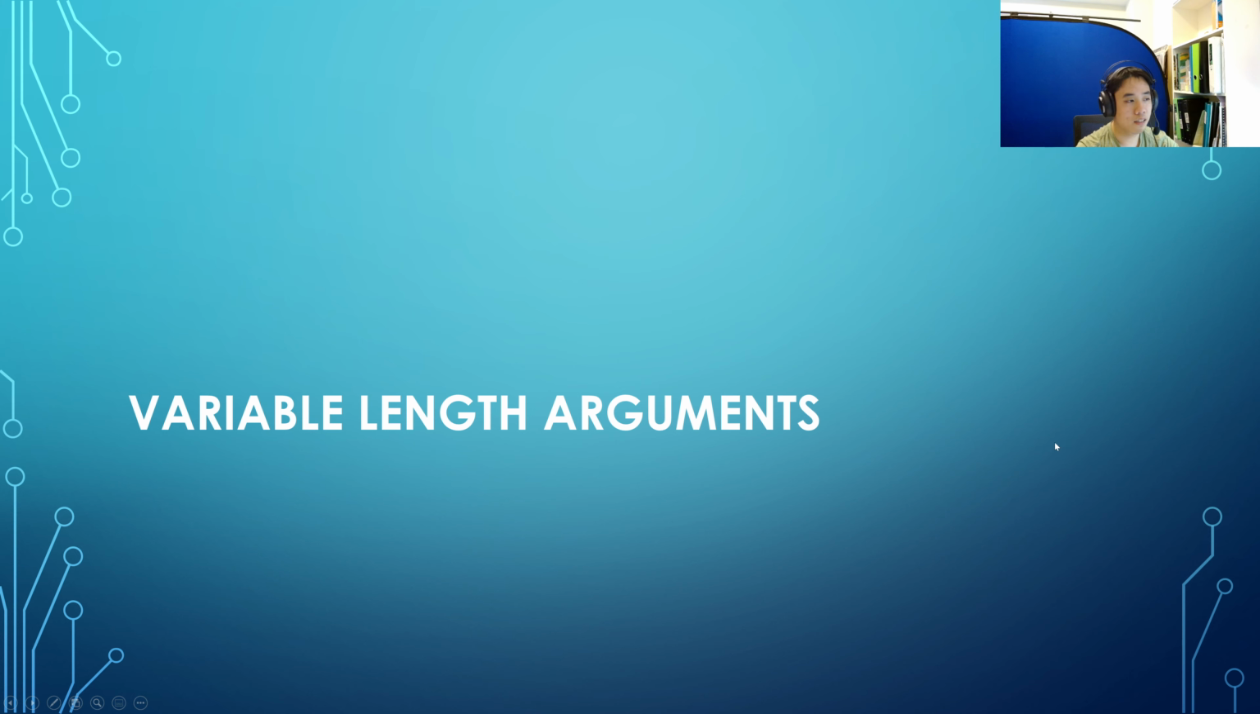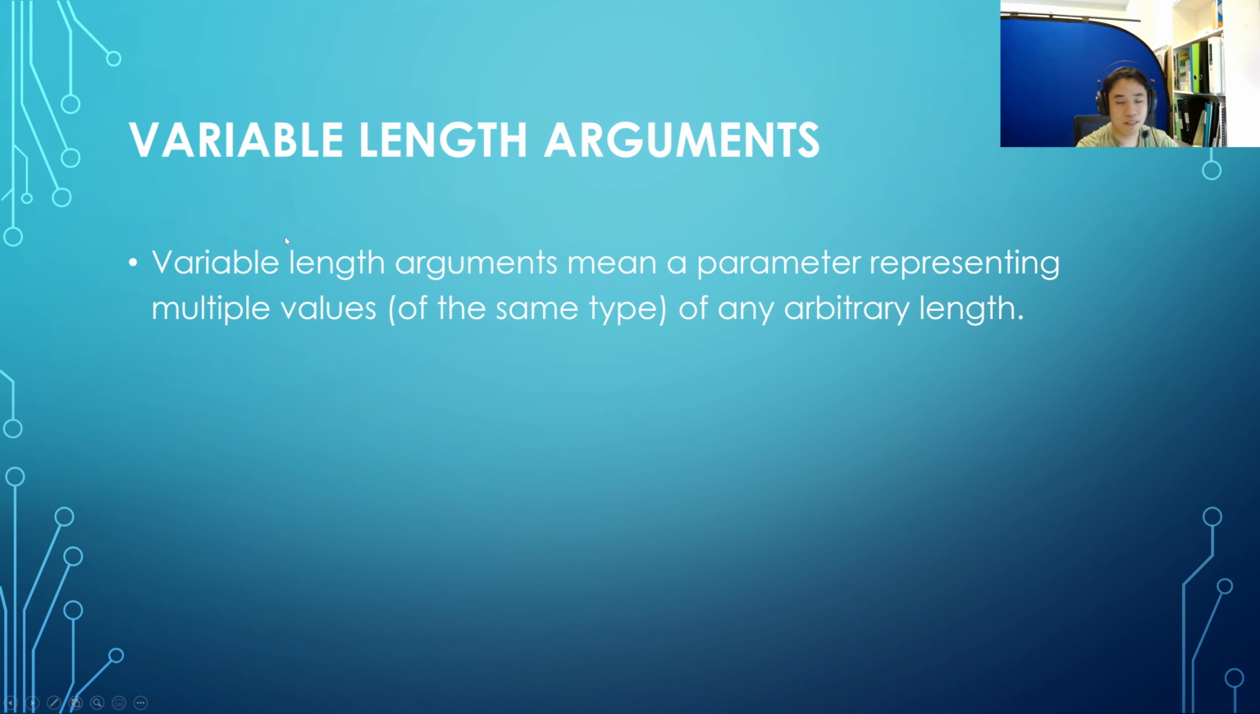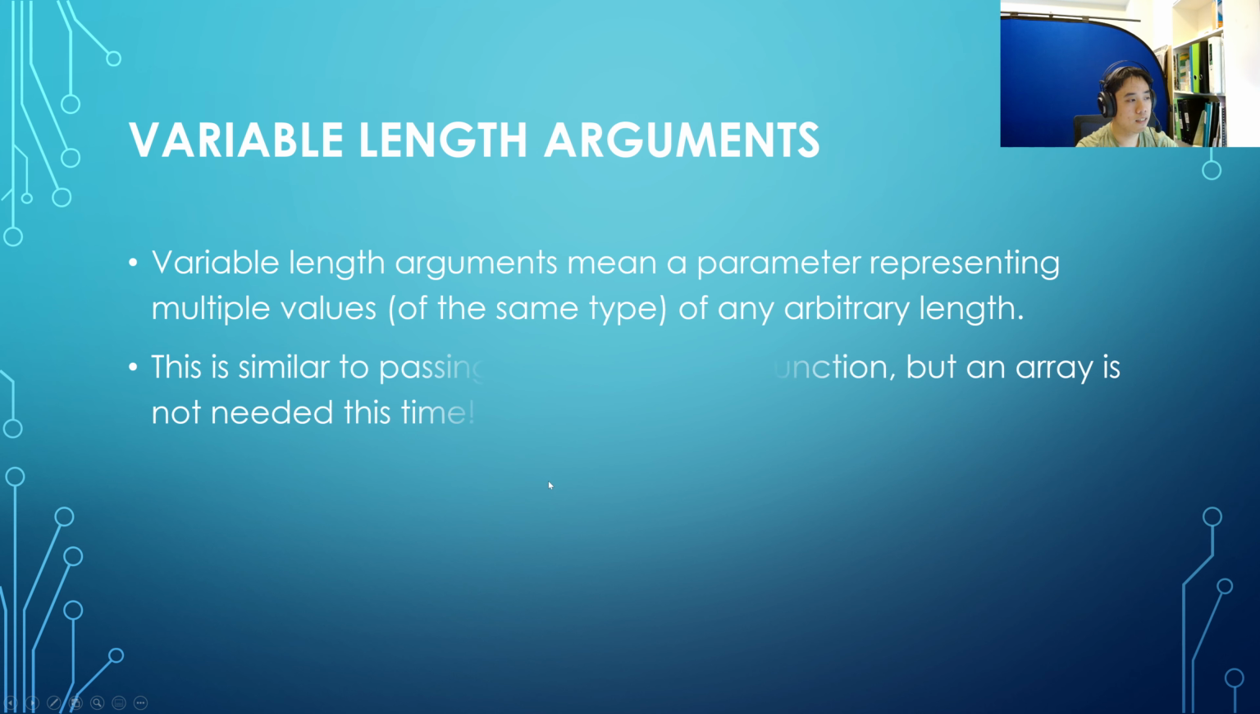Okay, moving on. We have variable length arguments. This is the last thing I'm going to cover because we don't really have a lot of stuff to cover this week. Variable length arguments mean that a parameter can represent multiple values of any arbitrary length. So it's like passing an array to a function, but you don't even need to define an array. Well, at least you don't have to, but you can pass an array and that works too.